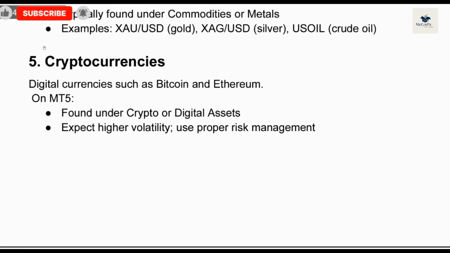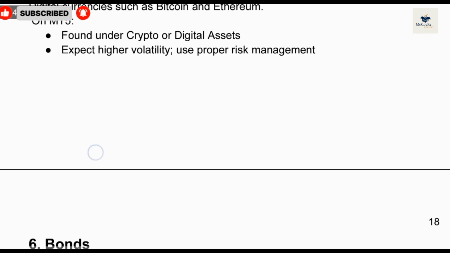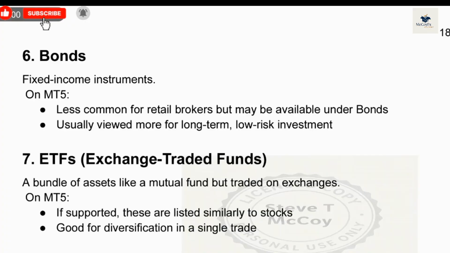Number five, we have cryptocurrencies. These are digital currencies such as Bitcoin, Ethereum, and the rest. They can also be found under digital assets. Expect higher volatility. Use proper risk management when trading cryptocurrency. Six, we have bonds. Bonds are fixed income instruments, less common for retail brokers, but may be available under bonds, usually viewed more for long-term, low-risk investment.